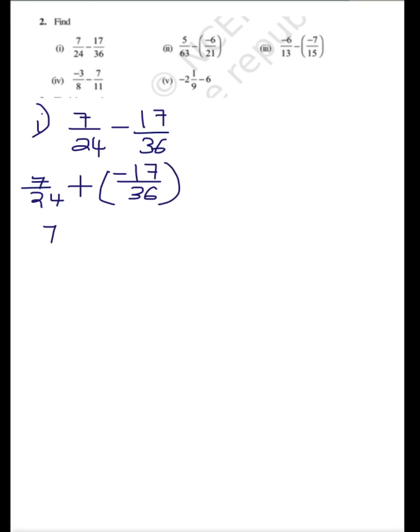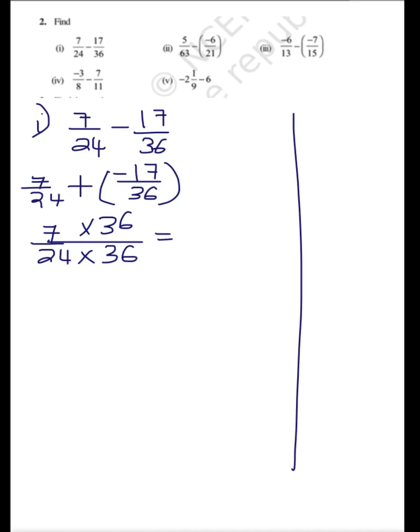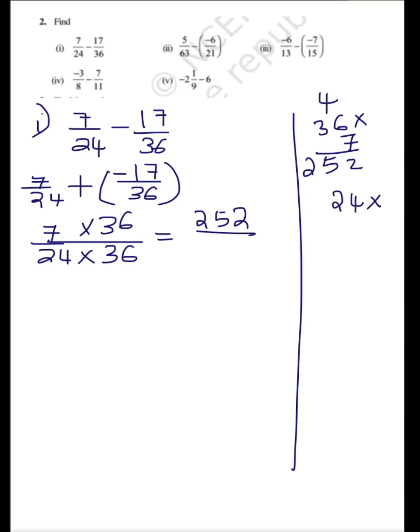So let's take the first number, which is 7 by 24, and multiply it with the denominator of the second, which is 36. Now let's multiply them. That is 36 into 7. Let's do it. So 252, divided by what is 24 into 36. Let's do it.